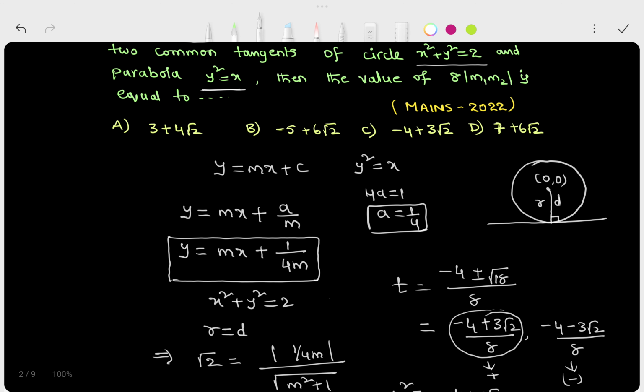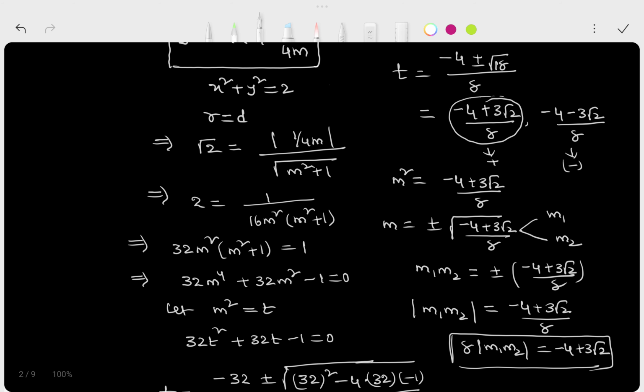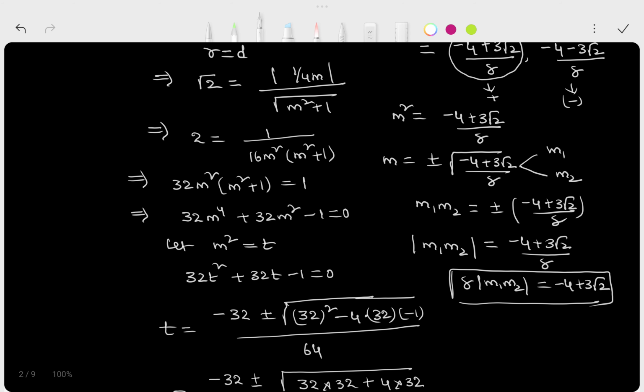See, check the options. Here, what is the right answer? C is the right answer. Minus of 4 plus 3 into root 2 is the correct answer. So I hope everyone is clear on this problem.